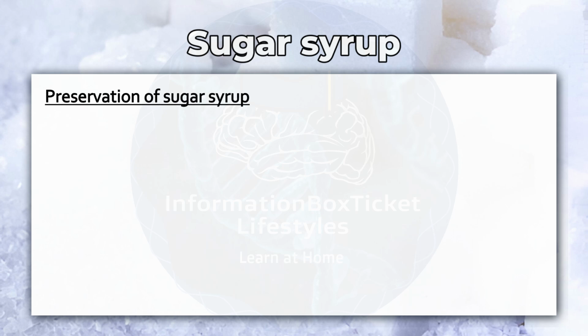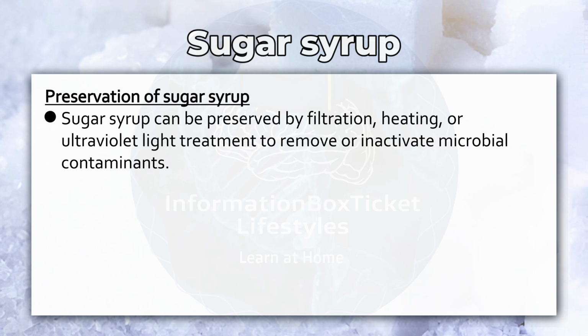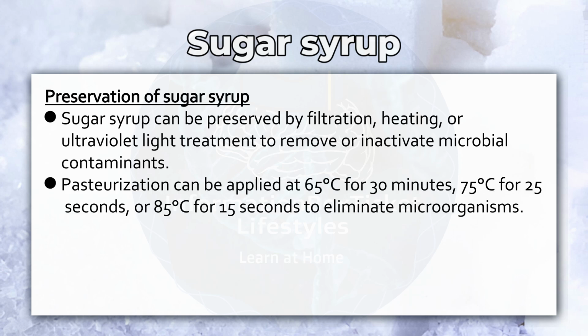Preservation of sugar syrup. Sugar syrup can be preserved by filtration, heating, or ultraviolet light treatment to remove or inactivate microbial contaminants. Pasteurization can be applied at 65 degrees Celsius for 30 minutes, 75 degrees Celsius for 25 seconds, or 85 degrees Celsius for 15 seconds to eliminate microorganisms.